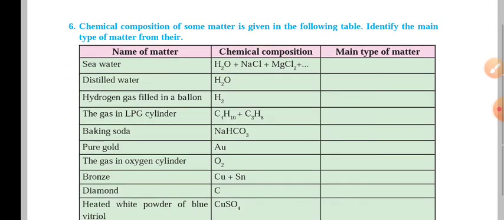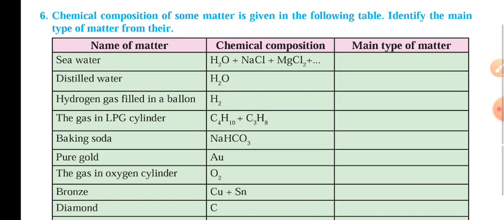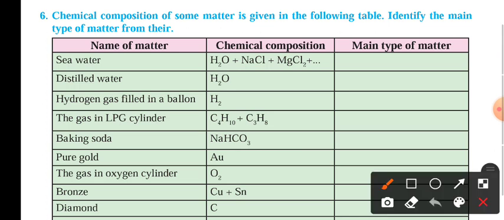On the next page, they have given chemical composition of some matter in the following table. Identify the main type of matter from there. Sea water, it is nothing but a mixture. I'm just writing in short, M I am using for the mixture. Distilled water, it is nothing but the compound. Hydrogen gas filled in balloon is nothing but the element because in this only a single type of atom, that is hydrogen, is present. That's why it is nothing but the element.